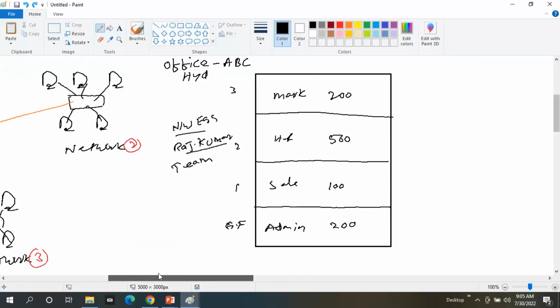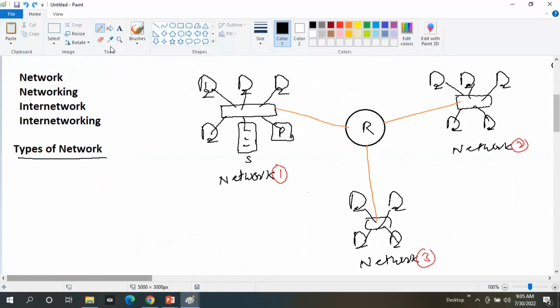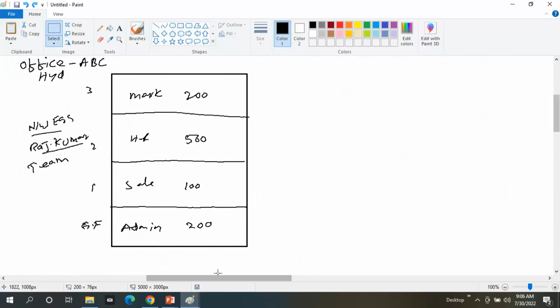The basic roles and responsibilities are the first 2 points you discussed now. What is point number one? Network means to design the network for communication. We need to interconnect more devices. Raj Kumar and his team, with the technicians' help, the first thing is all devices should be connected.